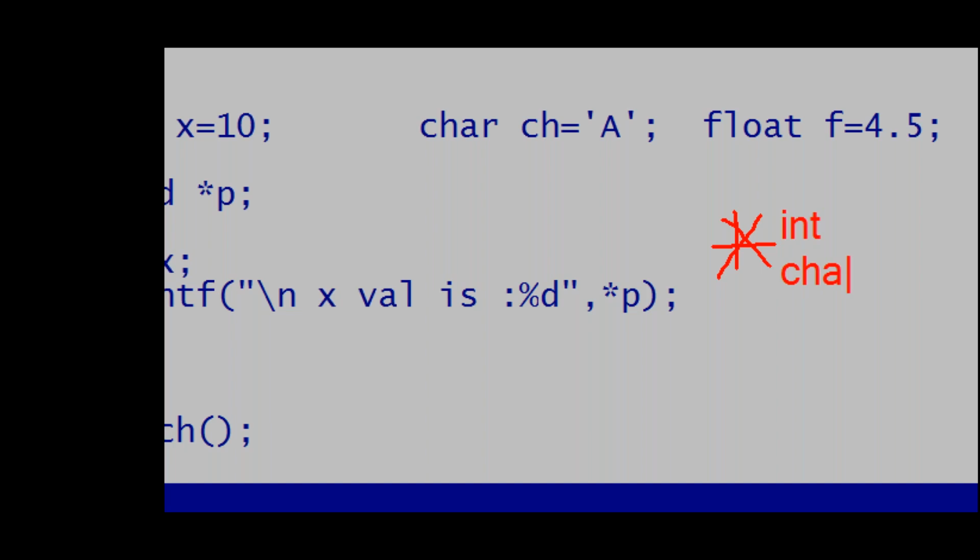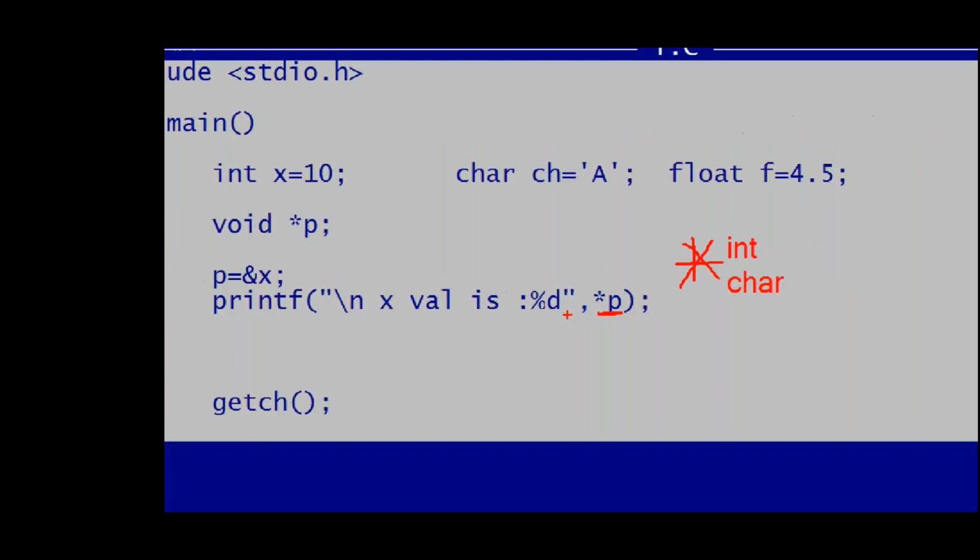Now p equals to what is the next value? P equals address of f. Okay, now see this printf. Print the f value, guys. How to print the f value? F value is percent f, star p. Now I am writing percent f, star p. See the value, guys.